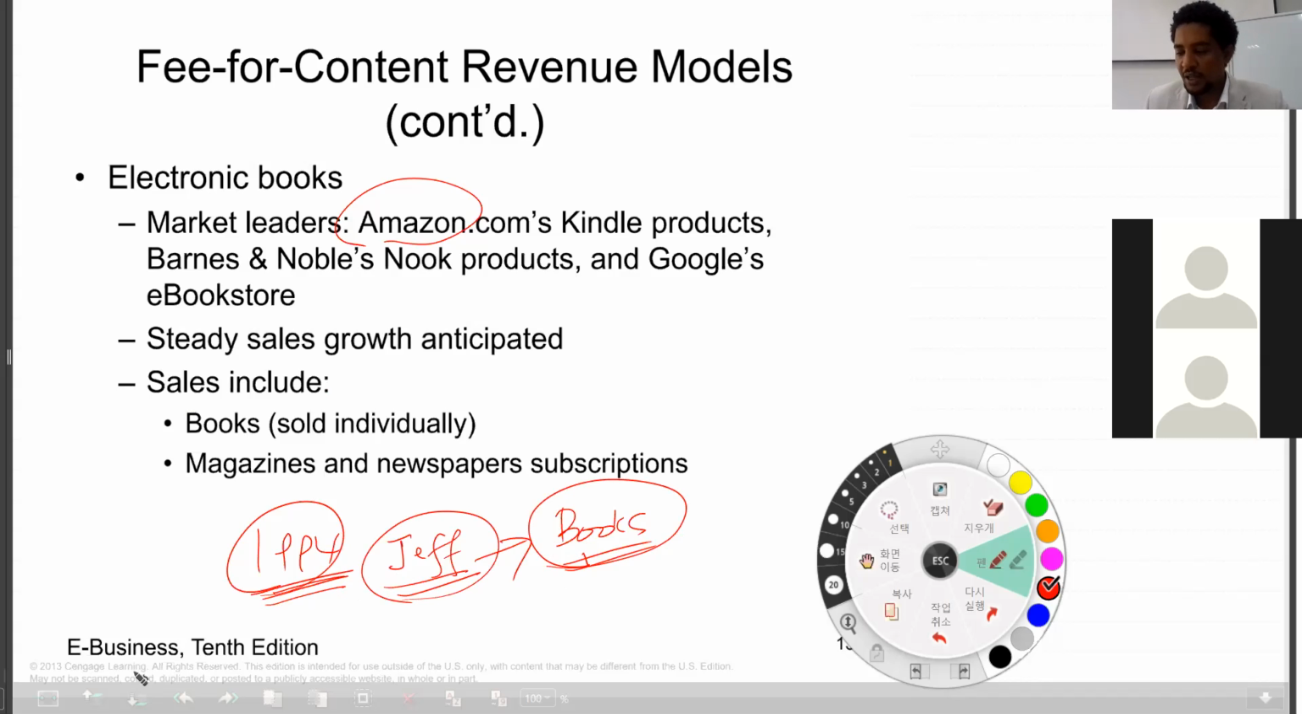So in 1994, Jeff started Amazon.com for selling books. Then after that, there were so many other websites like Google's ebook store, Barnes and Noble, okay? The sales were not that good when they started, but now it's going very well, okay? The sales could include books or magazines or newspaper subscriptions, okay?